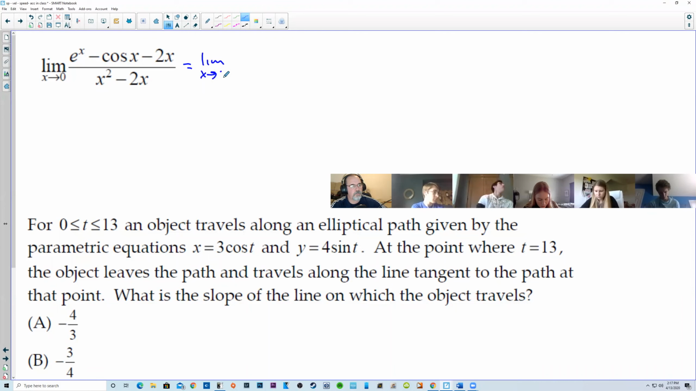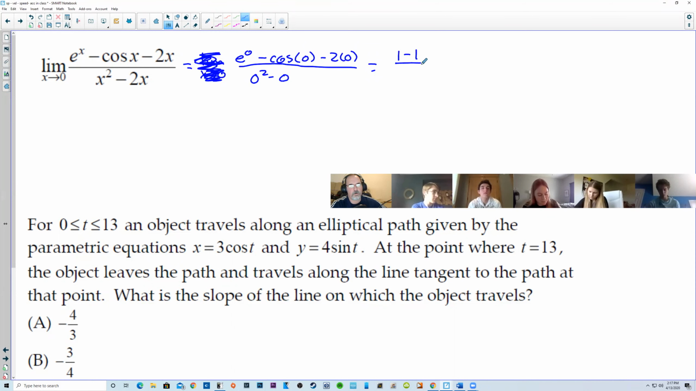So on limits, the first thing you should do is just plug in the value. Over 0 squared minus 0, and hopefully you can kind of see where we're going with this. Oh, we don't want the limit if I've plugged the value in. That's silly. 1 minus 1 over 0. 0 over 0 is an indeterminate form. So now we're going to do L'Hopital's.